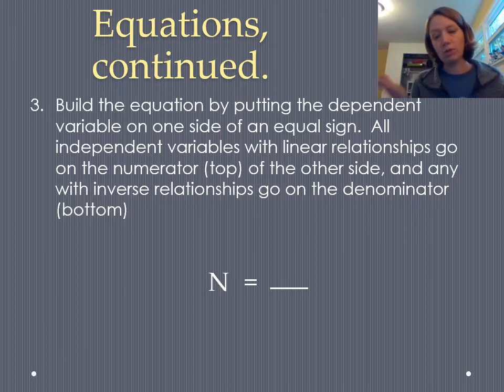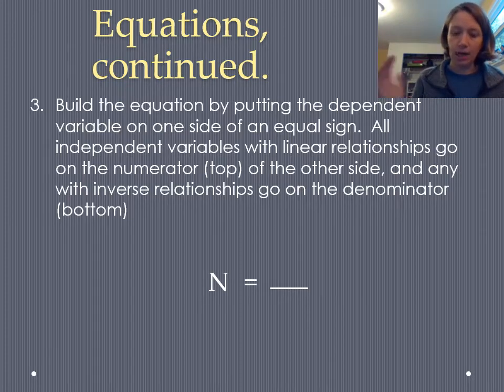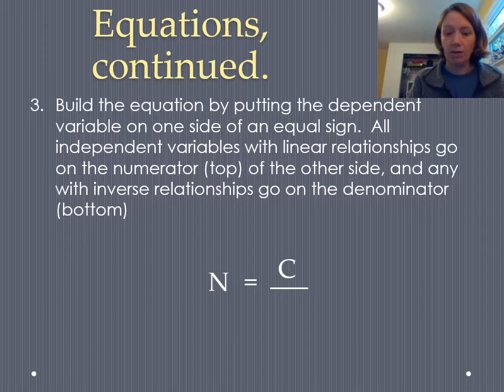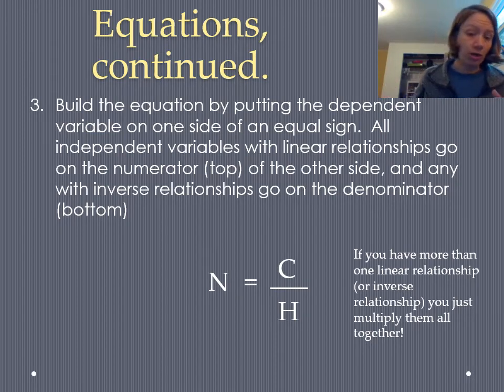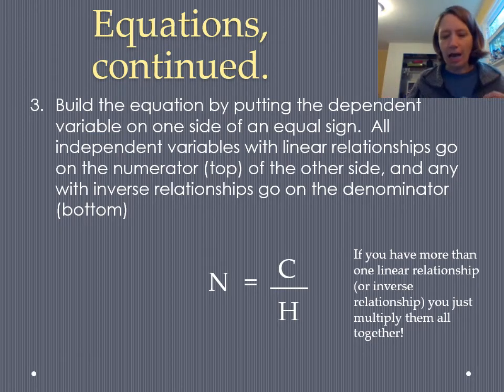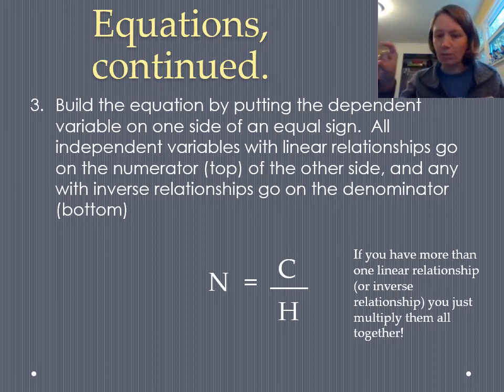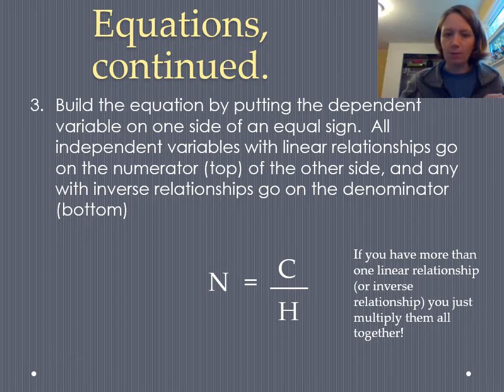So there was a linear relationship between candy and niceness, because candy going up made n go up. So I put that c on the top of the fraction on the other side. And then I put any inverse relationships on the denominator, or the bottom of the other side. Incidentally, if you had more than one linear relationship or more than one inverse relationship, you can just add more variables to that top or bottom of the fraction. They're multiplying them all together is what we're doing, c times whatever else.